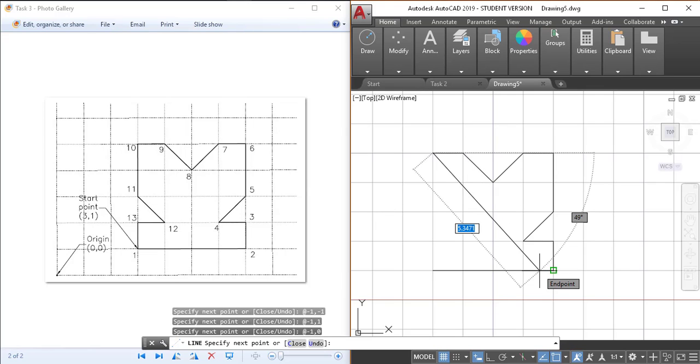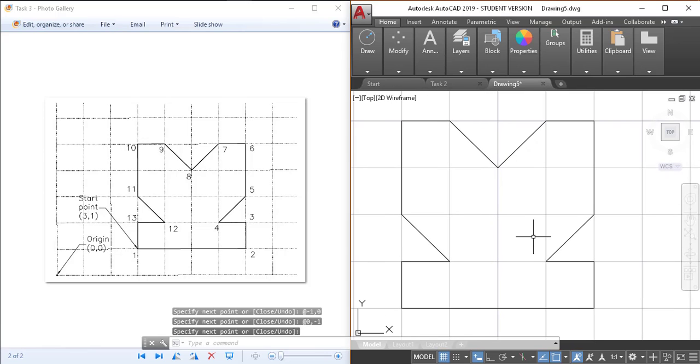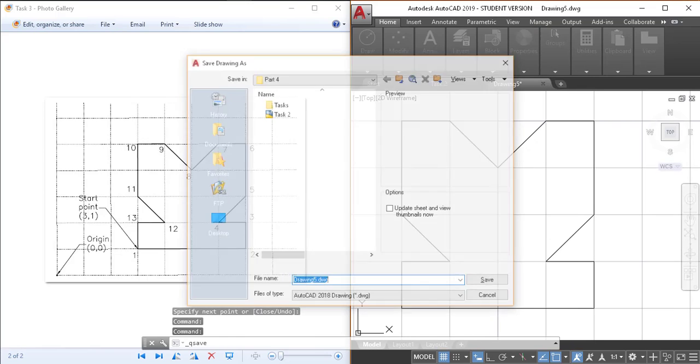For point 11 we have to move 0 in x-axis and -2 in y-axis. For point 12 we have to move 1 in x-axis and -1 in y-axis. For point 13 we have to move -1 in x-axis and 0 in y-axis. For point 1 once again we have to move 0 in x-axis and -1 in y-axis. So in this way we can complete our drawing in relative coordinate system. We have to save this drawing as task 3.